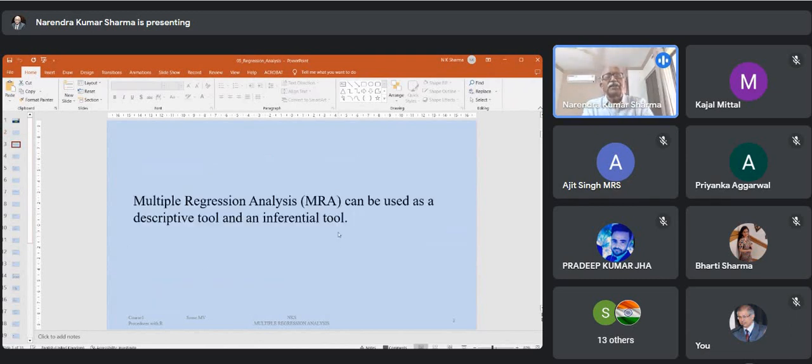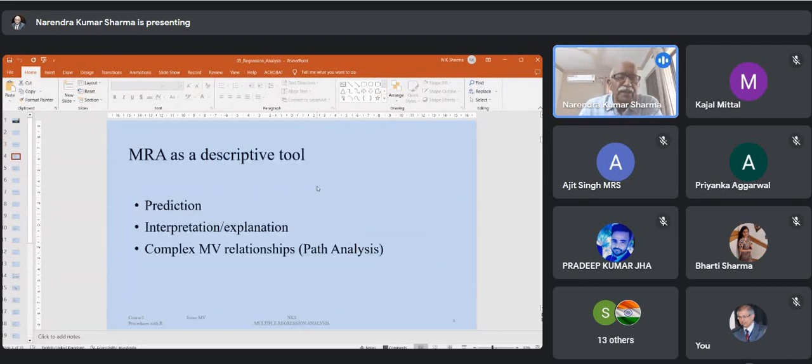Now, multiple regression analysis, or any regression analysis, can be used as a descriptive tool and as an inferential tool. As a descriptive tool, for example, we can predict things, we can provide interpretation or explanation, and analyze complex multivariate relationships, which is called path analysis.